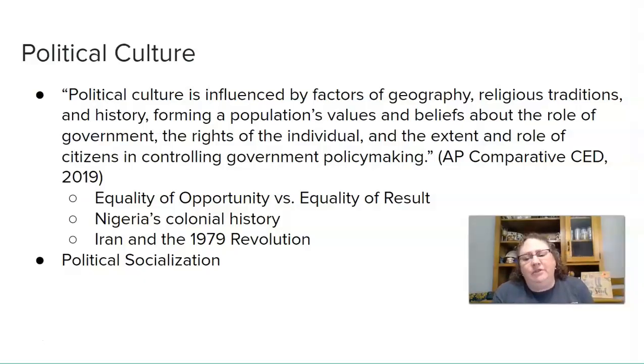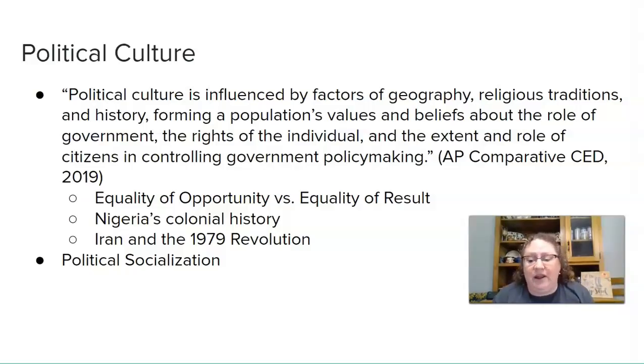So equality of result is that no matter what your opportunity or start is to begin with, we're going to end up with the same result. This is something that Russian culture very much values, okay? And so we're thinking about political culture. When you think about political culture, what has happened to you in your history can very much affect you.